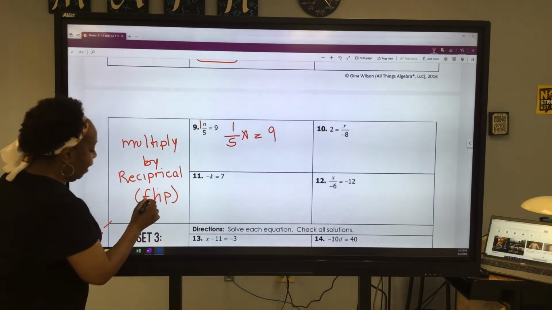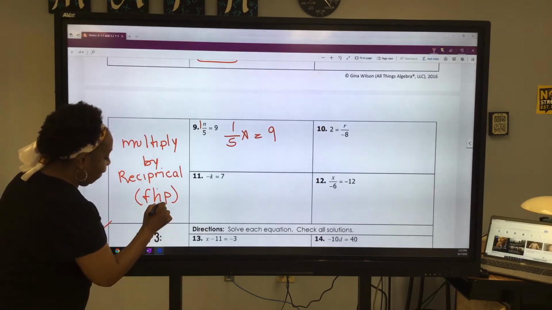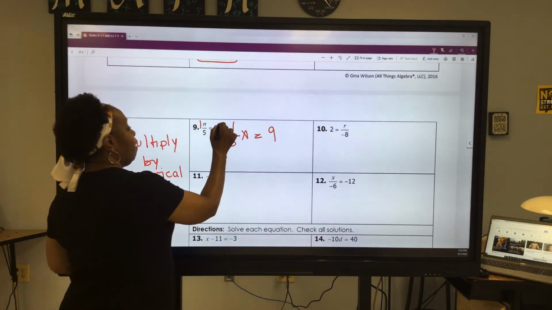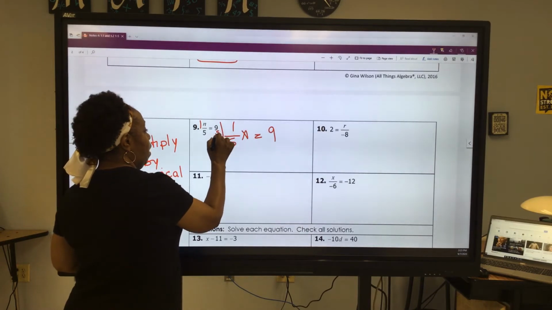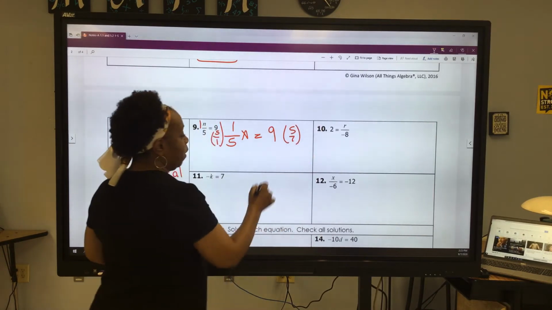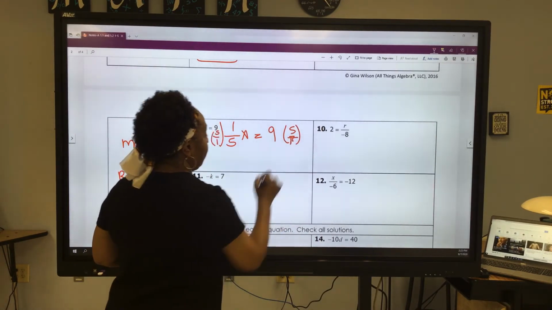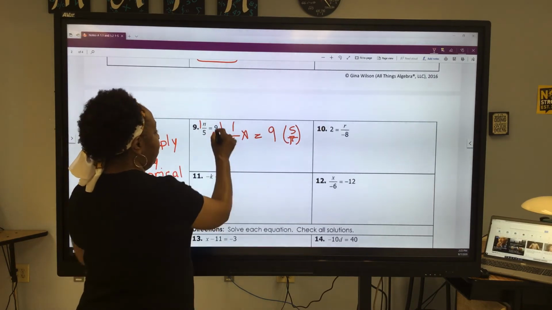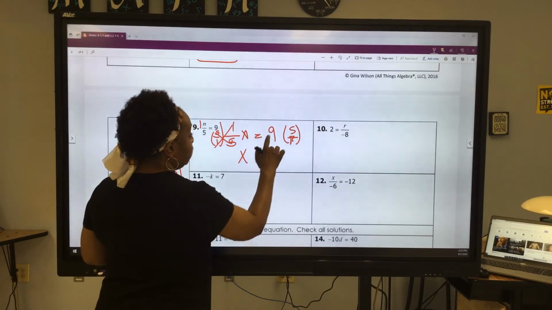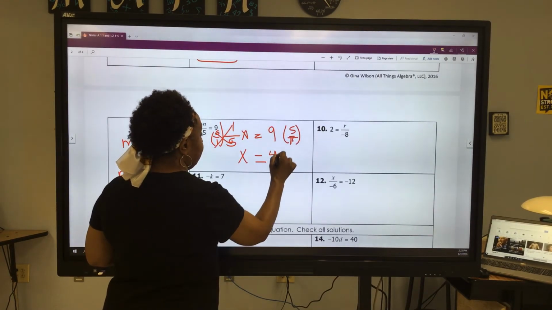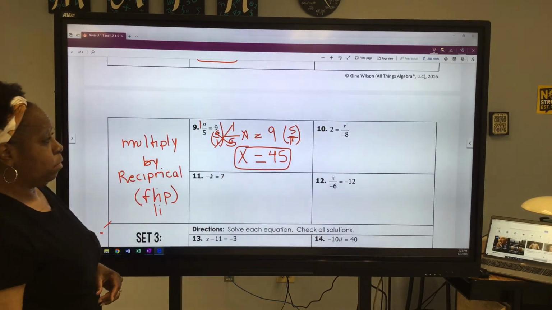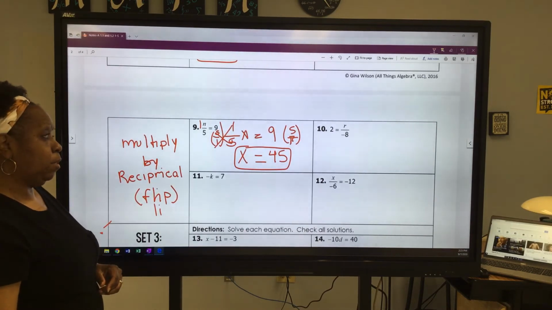Okay? And that's not an H. Please know that's an I, a L, and an I, kind of hooked together. So, what is the flip of this? You're right, it's 5 over 1. So I'm going to multiply both sides by 5 over 1. What happens here? These cancel. And I have an x remaining. That equals 9 times 5, that's 45. Okay? Try number 10. You may pause the video.